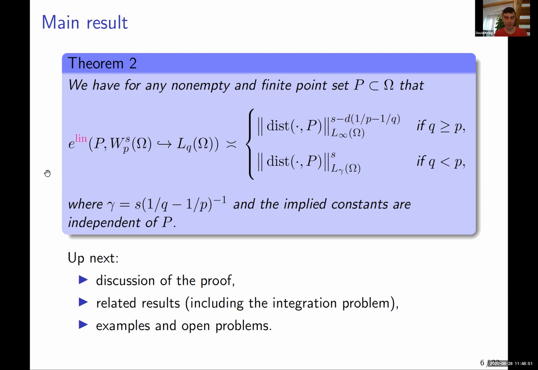So after the proof, everybody can wake up again, and I will talk about some related results, also including the integration problem, which is quite close to the L1 approximation problem. And in the end, I will give some examples and also talk about a few open problems. Okay, if there are no questions so far, then let's start with the proof.